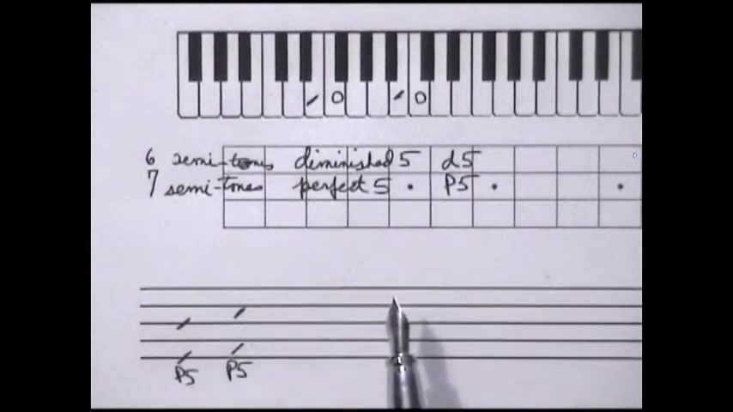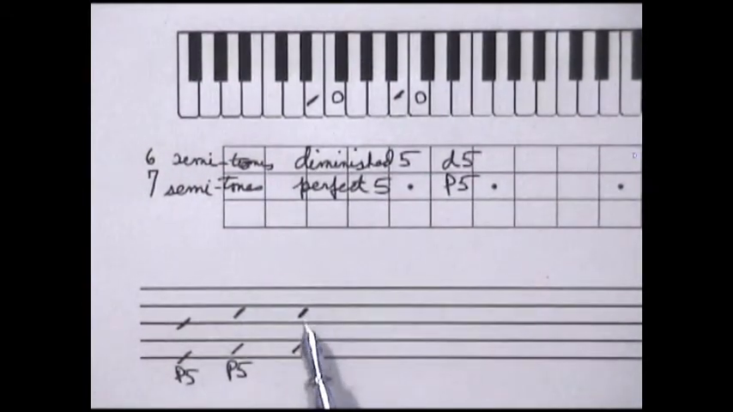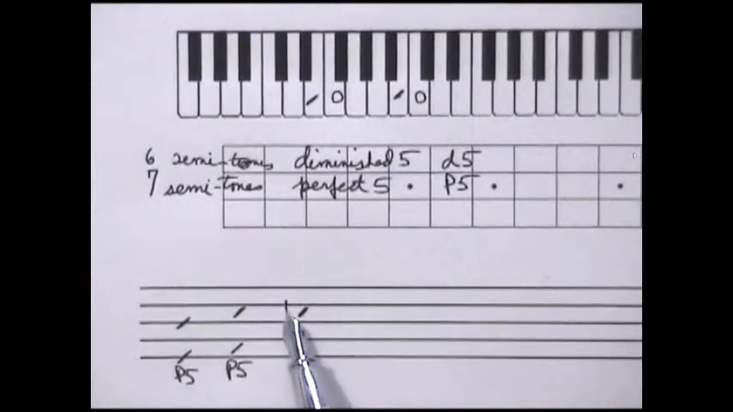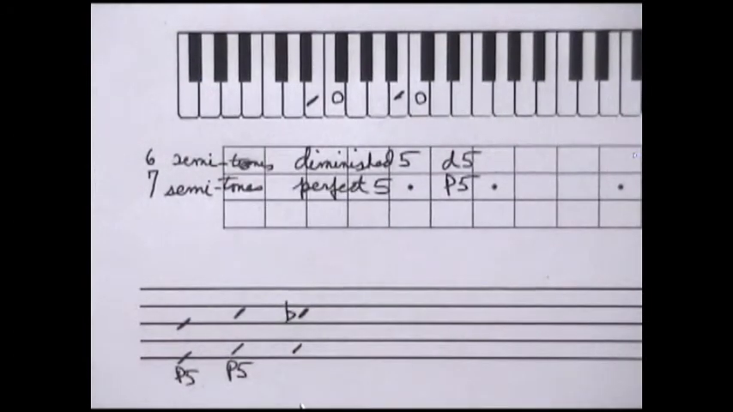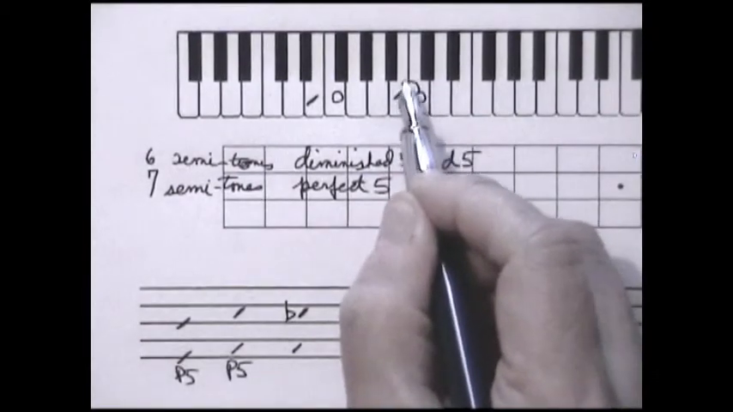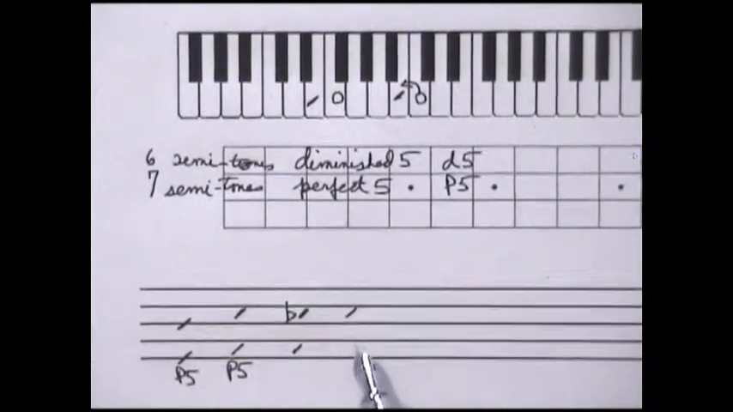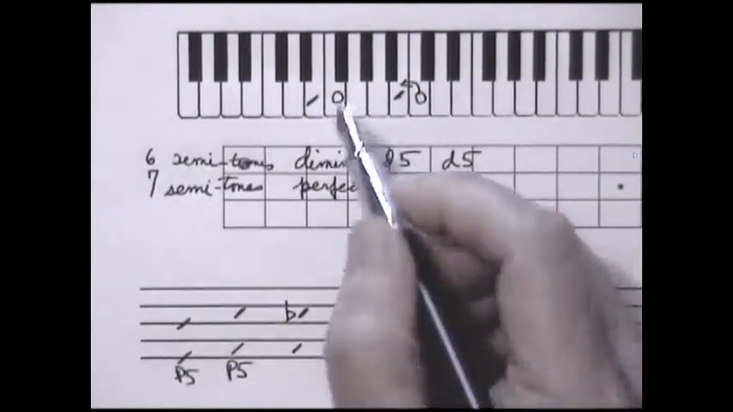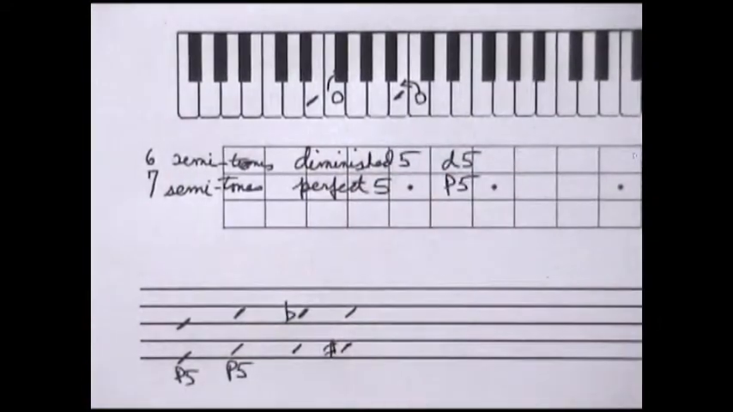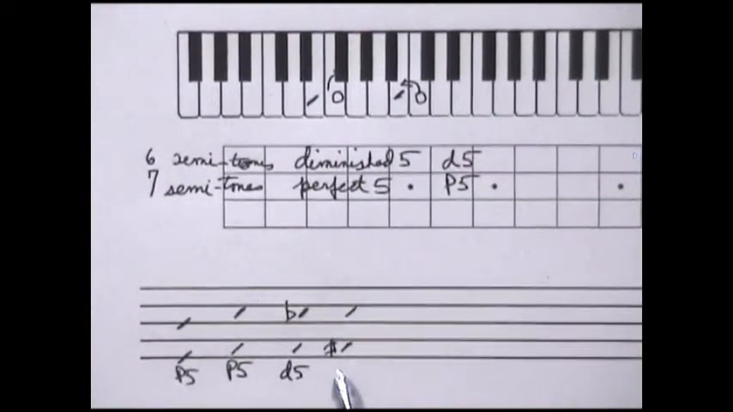So let's get back to this idea of a diminished fifth. I could take my perfect fifth from F to C, space, space, space, and I could make it smaller by flattening the C, or by leaving the C alone and sharpening the F. In both cases, I will have 6 semitones, and this will be a diminished fifth.